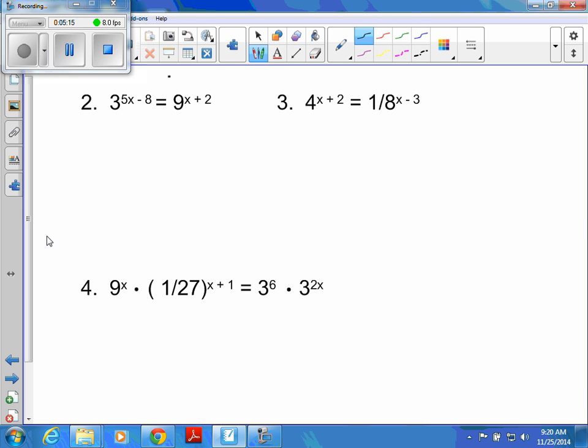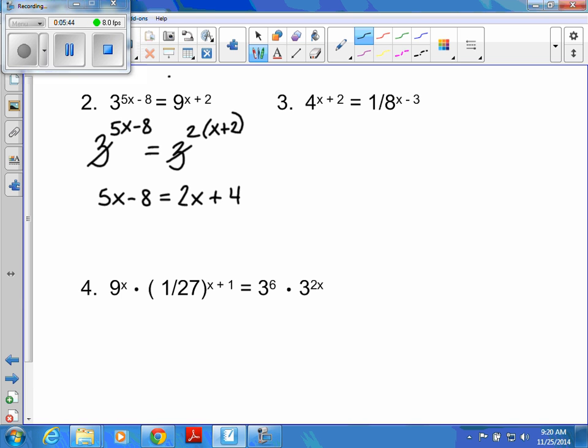So I'm going to write my 3 down as 3 raised to the 5x minus 8. My 9 I'm going to change to 3 to the second power, because that's what 9 stands for. And I'm going to still keep that x plus 2 up there. Now at least my base numbers are the same. And the rule says that if your base numbers are the same, you can cross them off, and you can set your exponents equal to each other. I'm going to change this other exponent to 2x plus 4. I'm going to subtract 2x and get 3x equals 12. X equals 4.